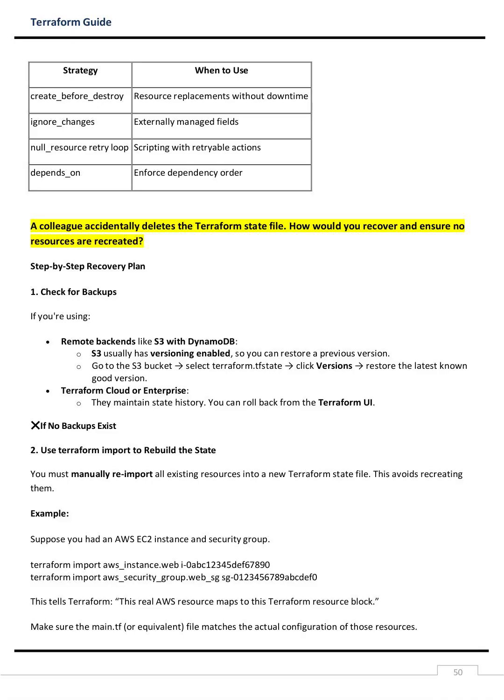S3 usually has versioning enabled, so you can restore a previous version. Go to the S3 bucket, select terraform.tfstate, click Versions, and restore the latest known good version. In Terraform Cloud or Enterprise, they maintain state history, so you can roll back from the Terraform UI.